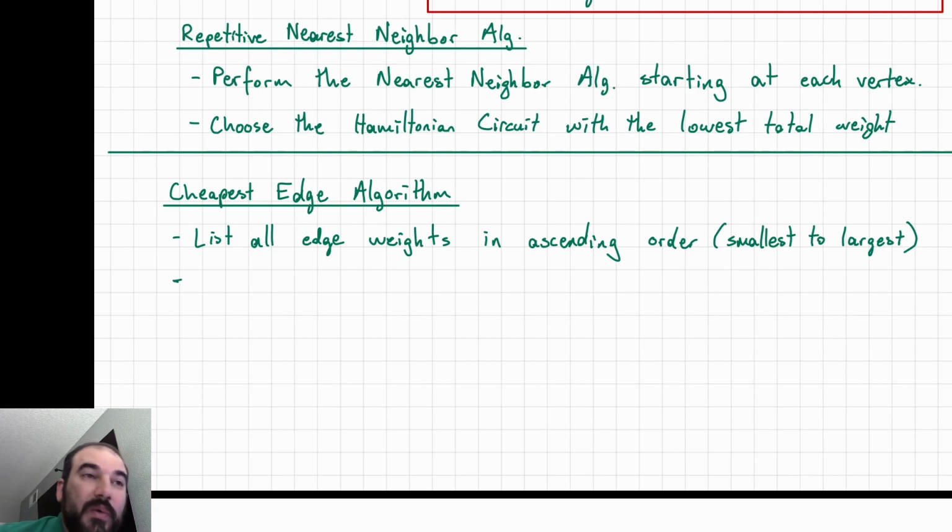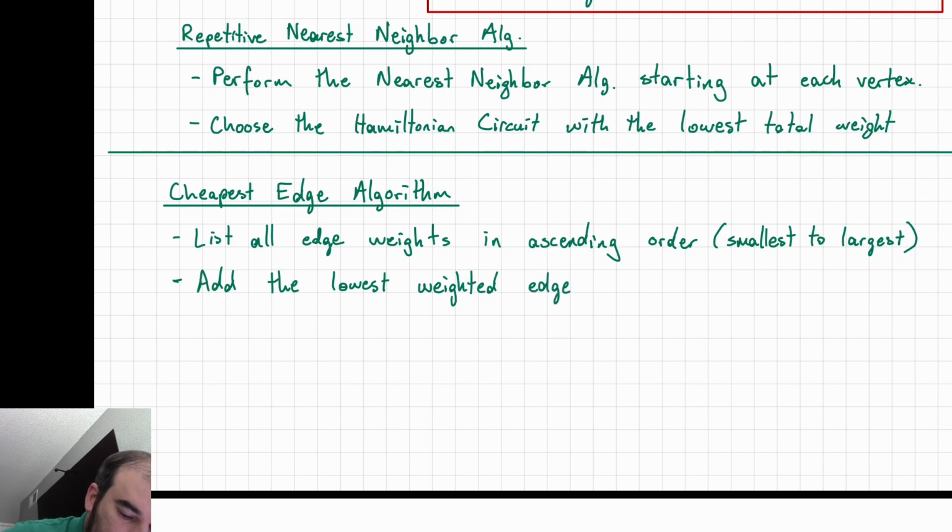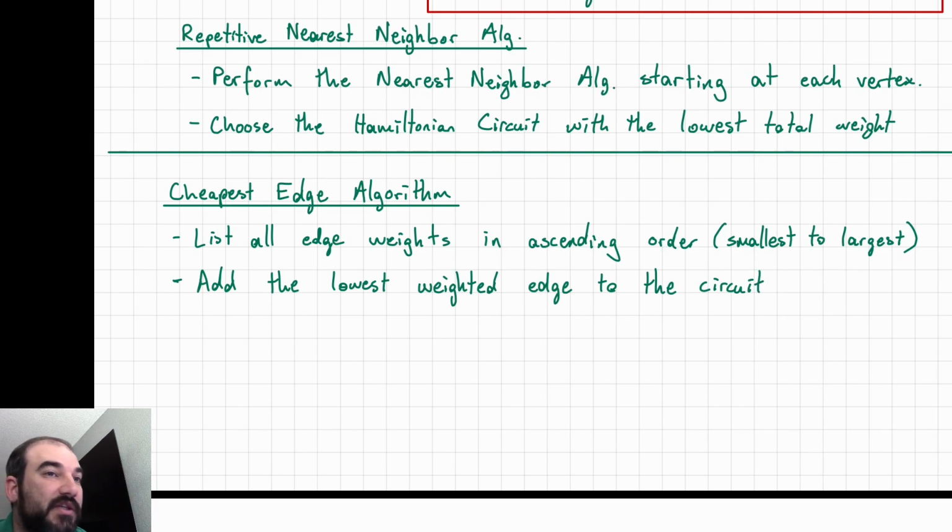And then we start creating this Hamiltonian circuit from this list of edge weights. So we will add the lowest weighted edge to the circuit. We just start by picking the lowest edge and blindly adding it to the edges that we're going to use, right?